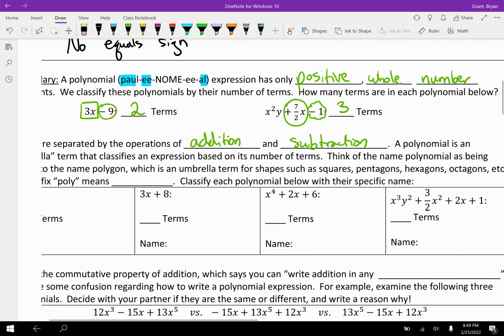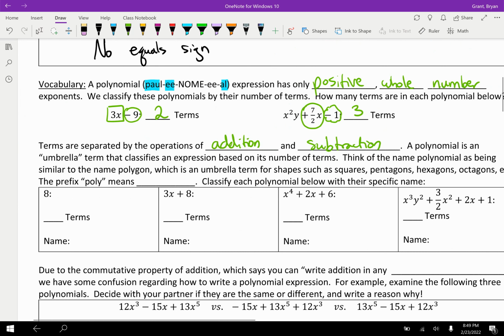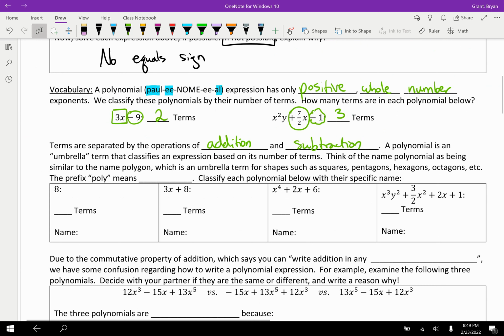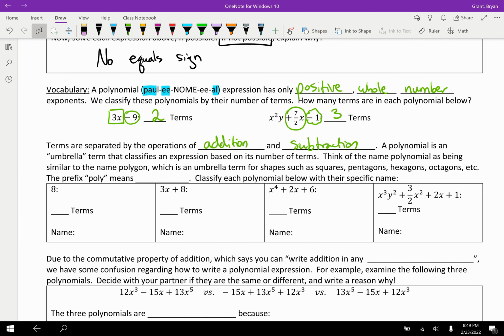Now, a polynomial is actually what we call an umbrella term. It describes lots and lots of different expressions based on the number of terms. For example, you know another umbrella term you learned in middle school, the name polygon. A polygon is not a five-sided shape. We'll get there in a second. A polygon is an umbrella term for different types of shapes.